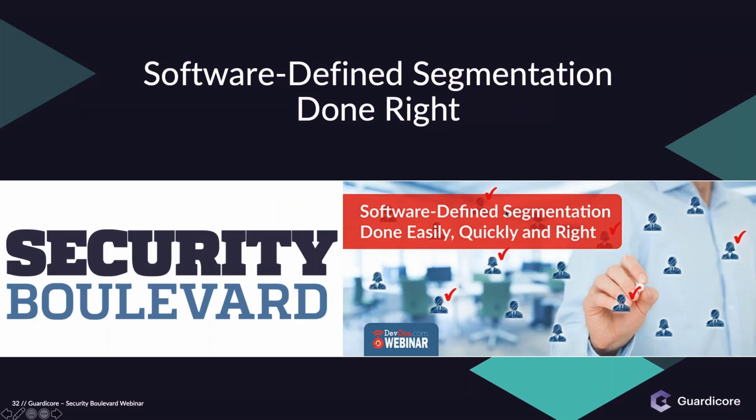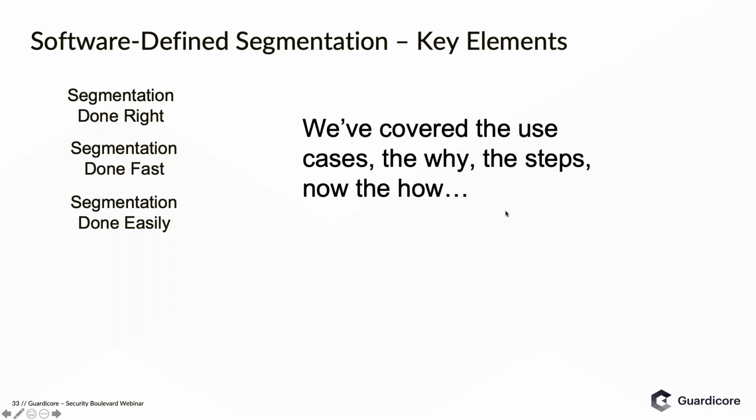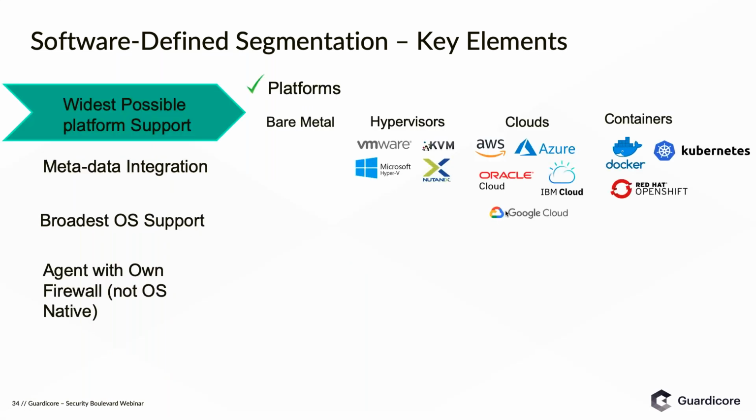So, software segmentation done right. We've talked about use cases, the why, the steps, and the traps to avoid. Now here's how it works. Using our solution as an example, what we found is most important when you do software-defined segmentation is to do it once, do it right. So having the widest platform support available is essential. If you're a CIO, a CISO, an infrastructure director, or a DevOps person, you want to cover your bare metal, your hypervisors, your clouds, and all your containers with one solution. Done once, done right.